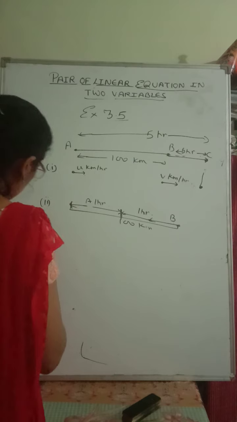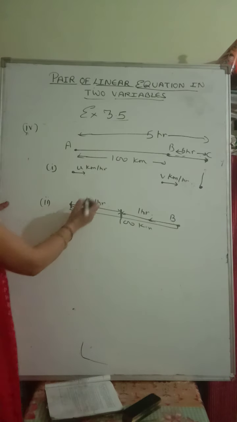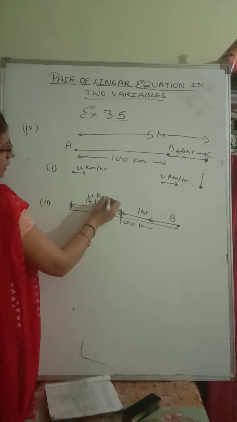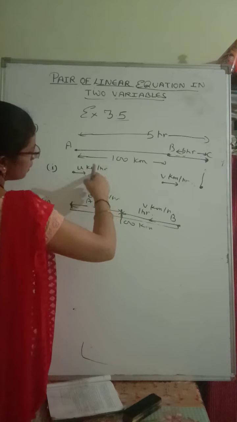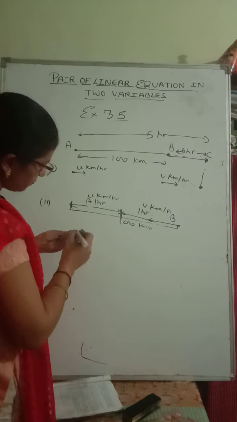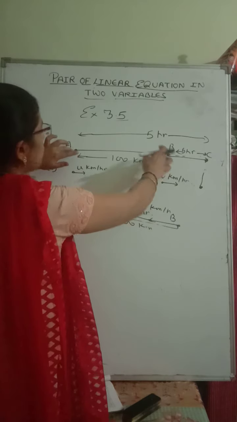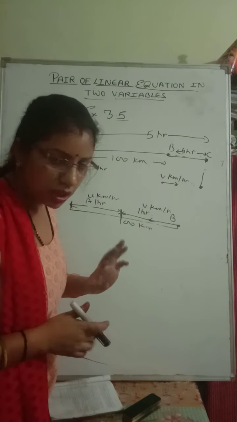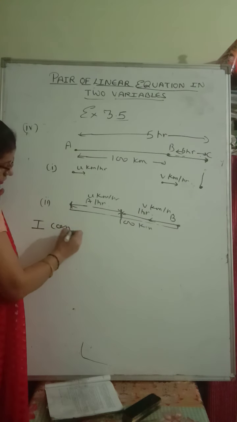What are the speeds of the two cars? Okay, we have to find the speed of both cars. Let the speed of this car be u km/h and this one v km/h. It is the same thing here, also u and v. Okay, so focus: we are given that the distance between the two places is 100 km. In the first condition, what will you do?